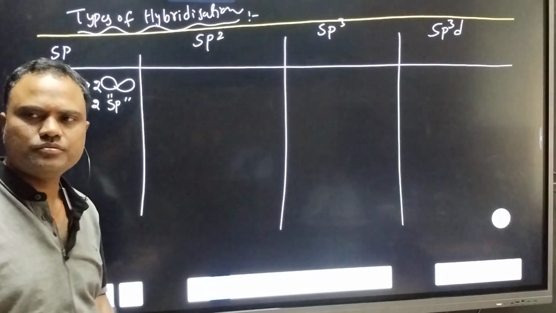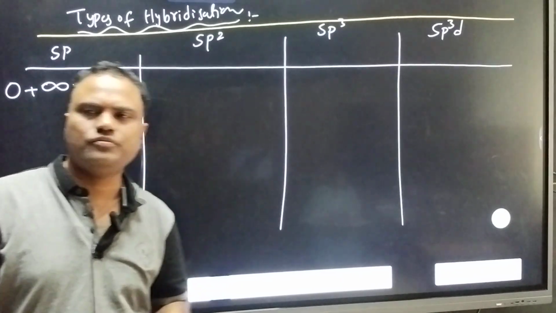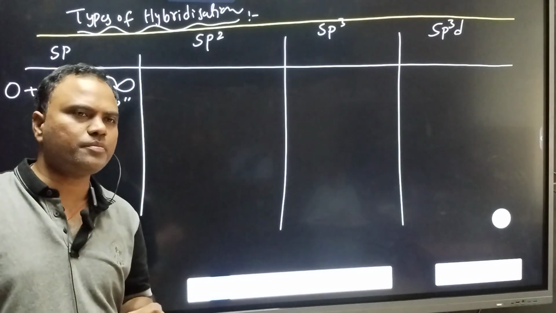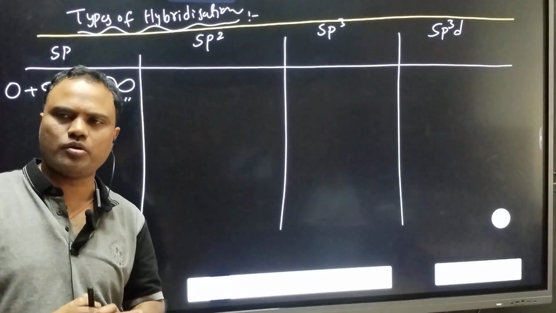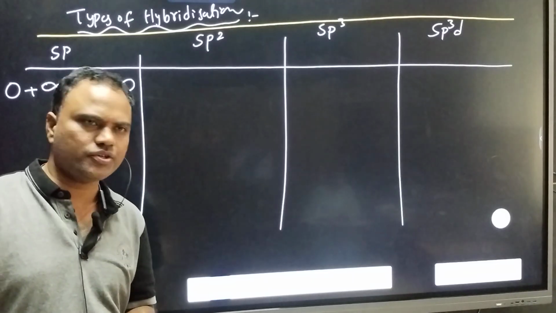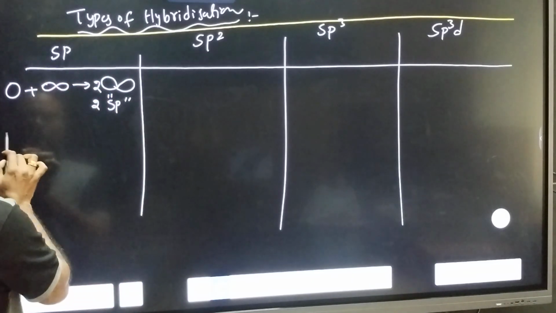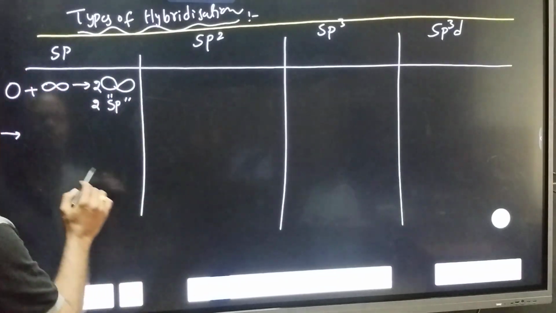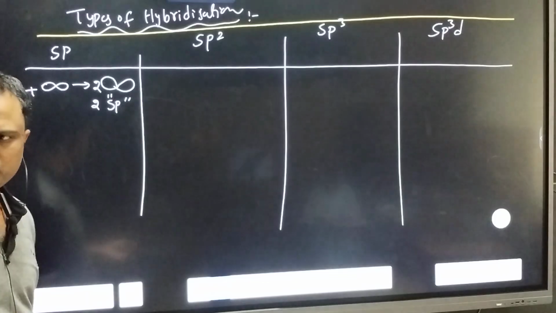sp hybridization. What is sp hybridization? Intermixing of one s orbital and one p orbital to form two sp hybridized orbitals. This is called sp hybridization. Bond angle data, examples data is important, and the geometry also.